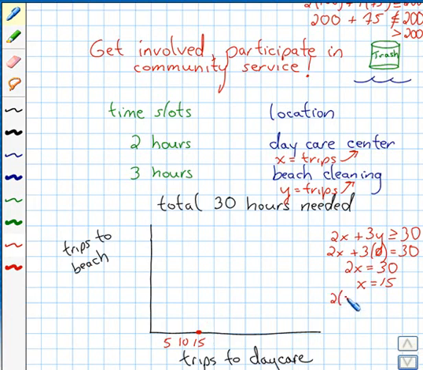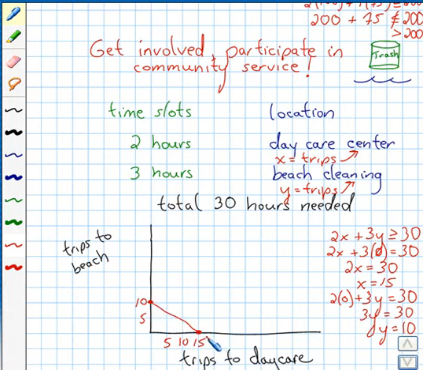Now we can take a look at no trips to the daycare center and all of our time spent at the beach. So that gives us 3y equals 30 and y equals 10. So our trips to the beach, if we do all of our community service hours with those, that would be 10. And there is our line that fulfills our community service.